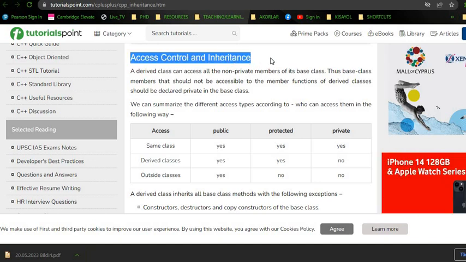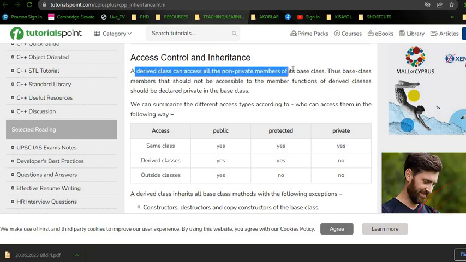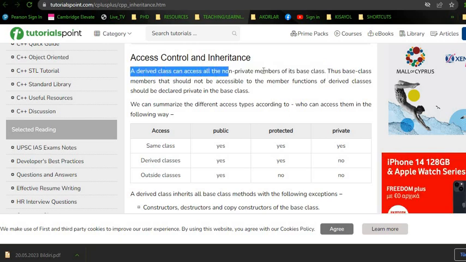Access control and inheritance. A derived class can access all the non-private members of its base class. So this is important. A derived class can access all the non-private members. If it is private, actually we discussed it in the class, it will still not be accessed. That's why protected is used, because private members cannot be accessed outside of the class. Even if it is a derived class, it doesn't matter.